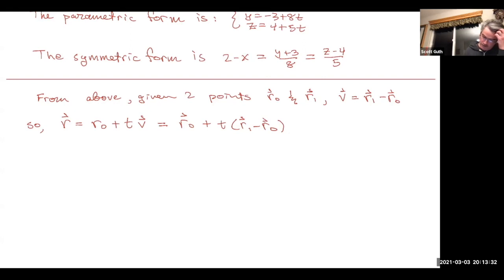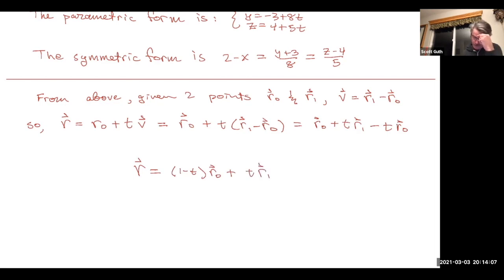And they say this, that you could distribute it this way, R naught plus t R1 minus t R0, one more step. So R is equal to one minus t times R naught plus t times R1.